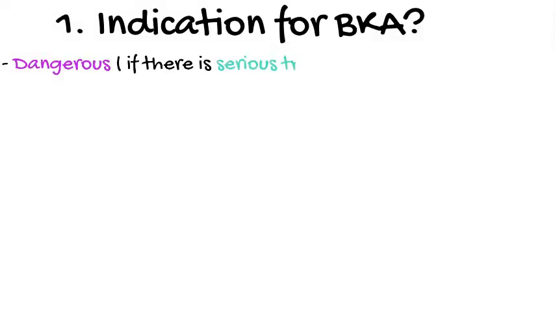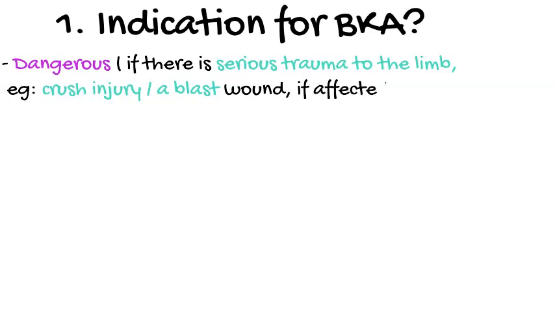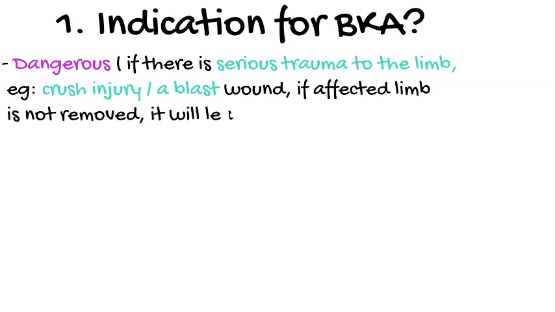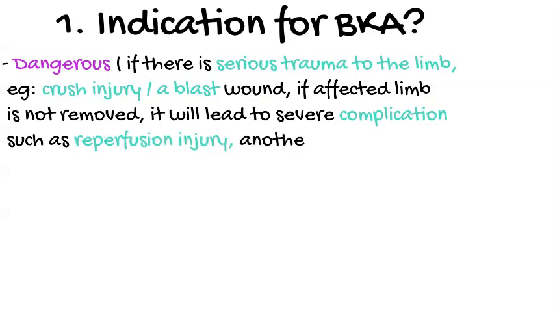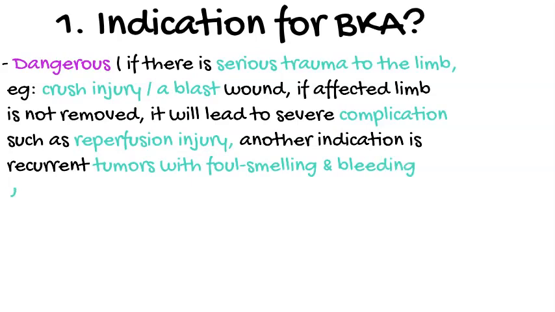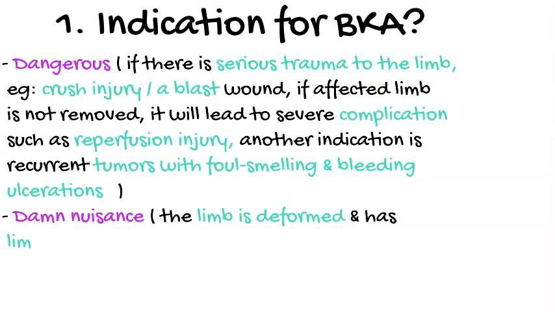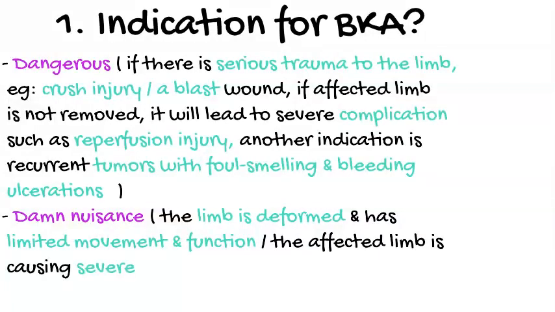The third D is dangerous. If there is a serious trauma to the limb, example a crush injury or a blast wound, if the affected limb is not removed, it will lead to a severe complication such as reperfusion injury or reperfusion syndrome. Another dangerous indication is a recurrent tumor with foul smelling and bleeding ulceration.